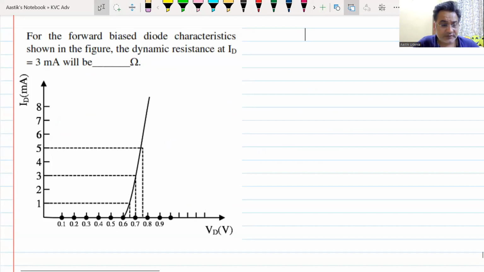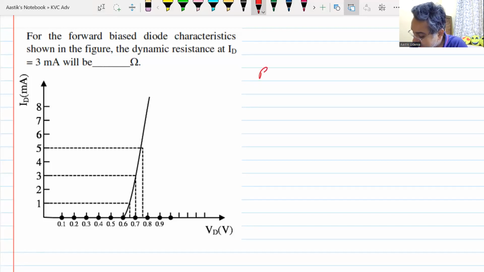This is the next one. They have drawn a graph for the forward bias diode characteristic shown in the figure. The dynamic resistance at 3 amperes is how much? So how are we going to find out the dynamic resistance? Remember, dynamic resistance is change in the voltage divided by change in current, yes or no?